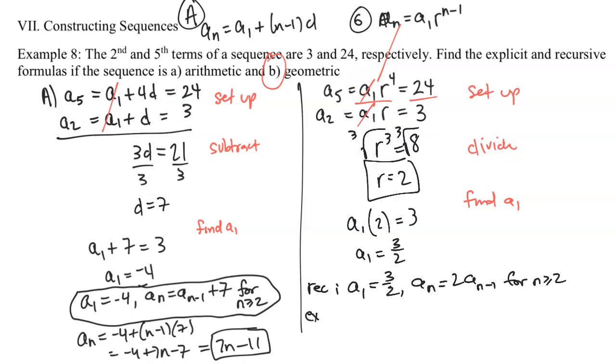And then for my explicit formula, I'm going to say a sub n is equal to my first term, which is 3 halves, multiplied by my ratio to the n minus 1 power. And so I'm going to work two more examples like this to give you more of a feel for this, but hopefully this is making sense so far.